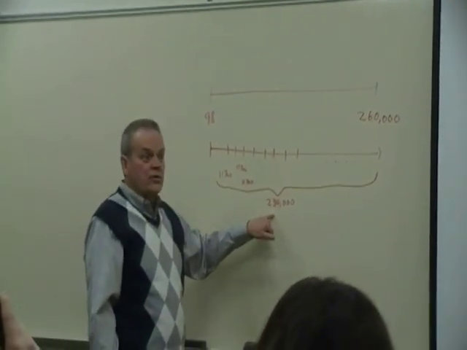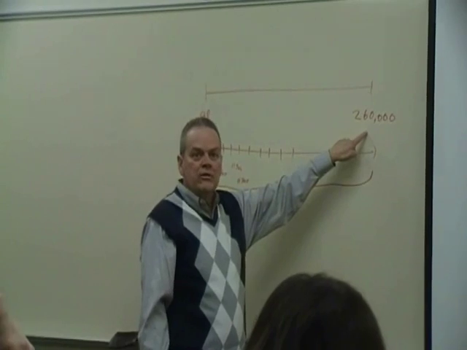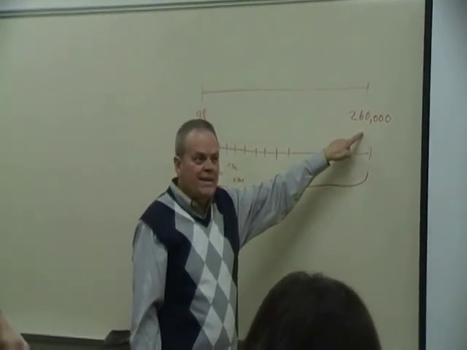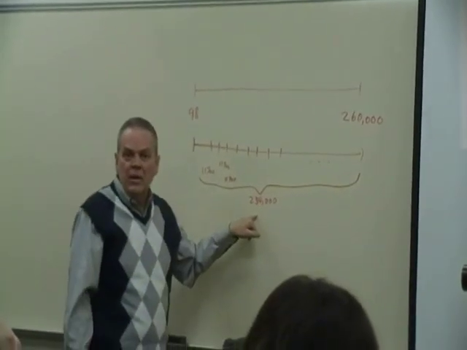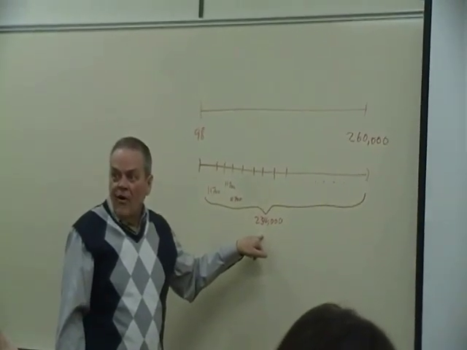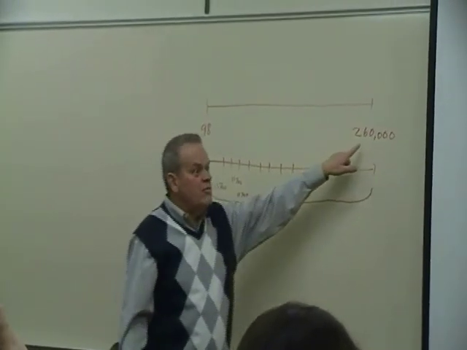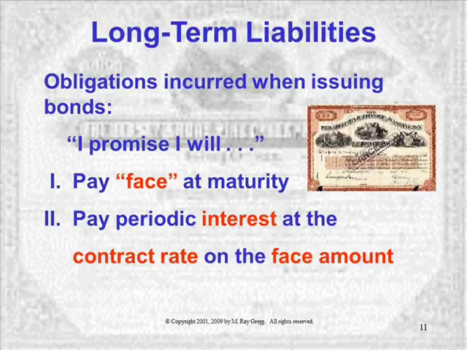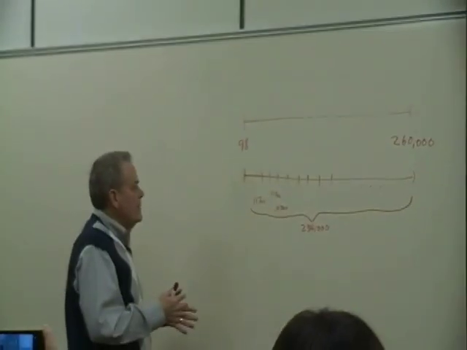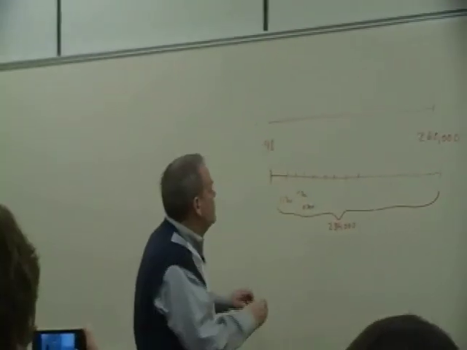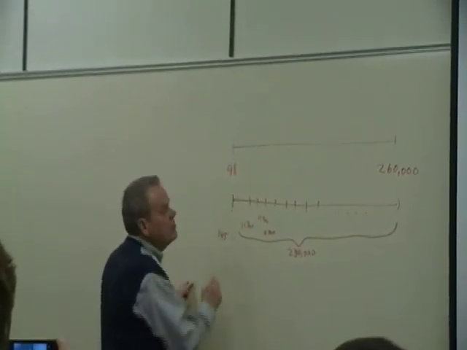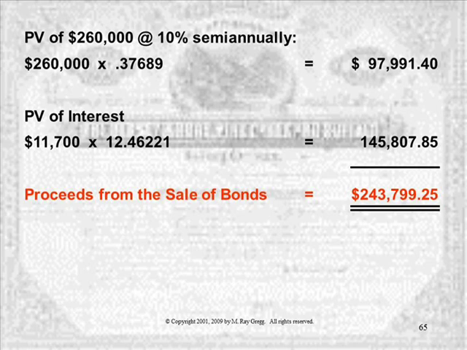And when I have paid the $234,000, I still owe $260,000. Are you with me? None of this represents a payment of the principal. All of this represents the cost of using somebody else's money. And then I have to pay them the money back. Monday's lecture started with, I promise if you'll loan me money, I'll pay you back. I promise if you loan me money, I'll pay you interest between now and then. Now, what is the $145,000 figure there? $145,807.